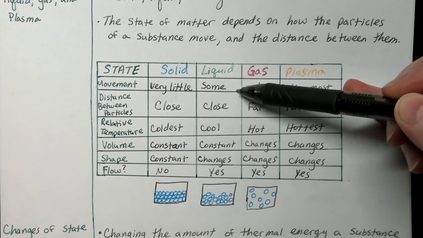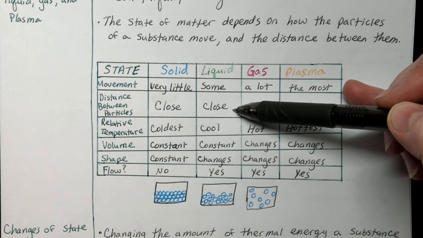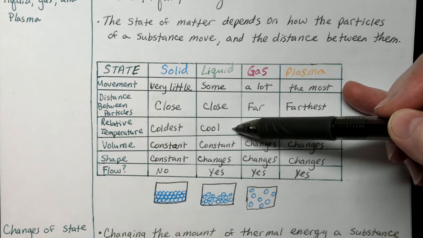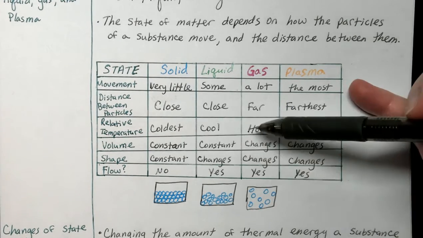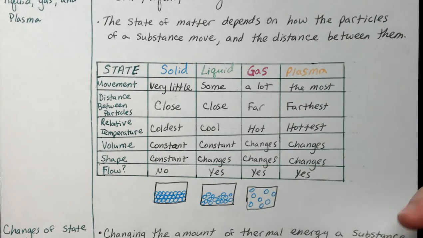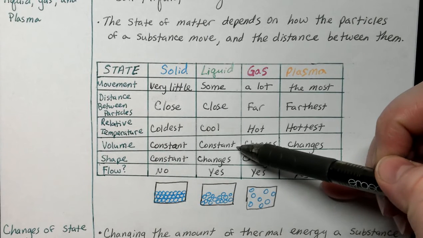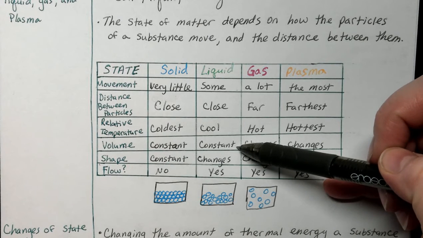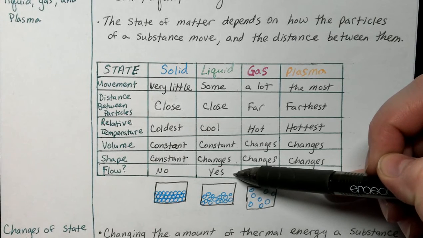For a liquid, there will be some movement. The particles will be close together. Its relative temperature is going to be cool. So it's not as cold as the solid, but it's definitely not as hot as a gas or plasma of the same material. Its volume is constant. It's going to stay the same amount of space that it takes up, but its shape can change. And yes, it can flow.